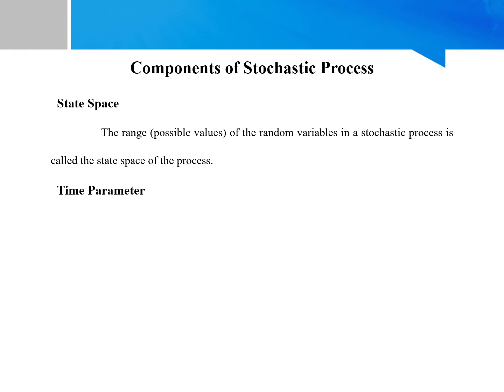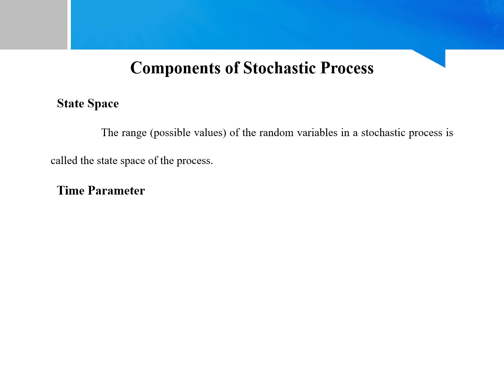State space is nothing but the range of possible values of the random variable in a stochastic process, and it is called the state space of the process. For example, if we are tossing a coin, the outcome we get is the state space. We'll get a random outcome of either head or tail. So the state space may be the outcome of the random experiment. This state space can be further classified into discrete state space and continuous state space.